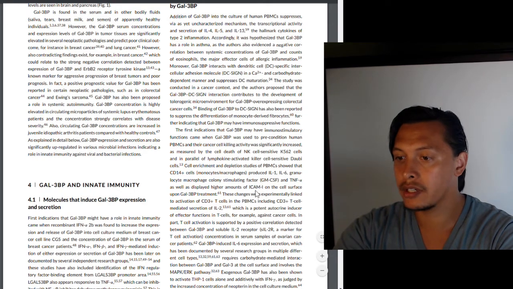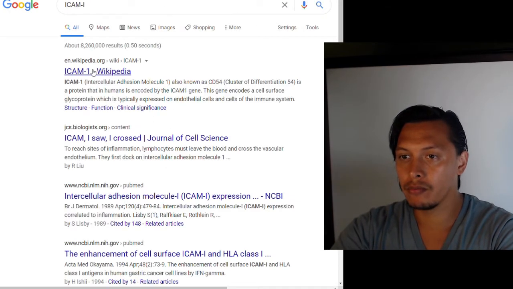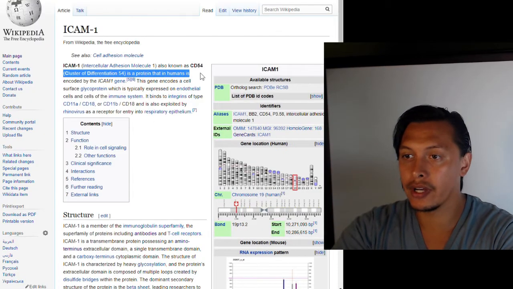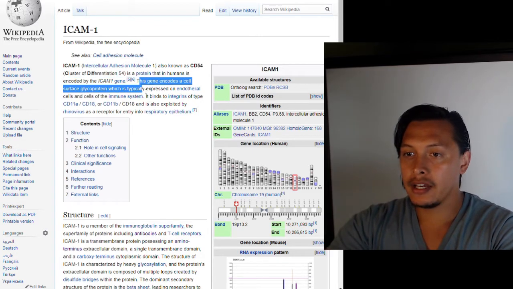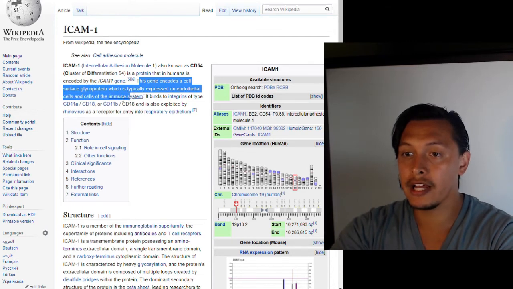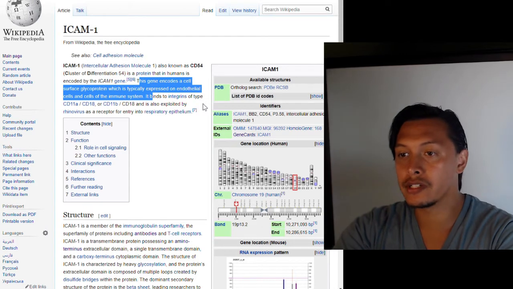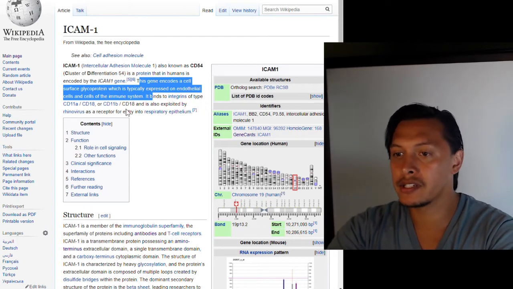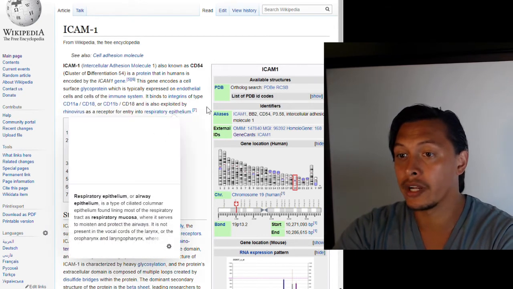And as well, they displayed higher amounts of ICAM1 on the cell surface. So what is this ICAM1? We need to break down everything. It is also known as CD54, and it encodes a cell surface glycoprotein, which is typically expressed on endothelial cells and cells of the immune system. It binds to integrins of this type, and it's also exploited by rhinovirus as a receptor for entry into respiratory epithelium.